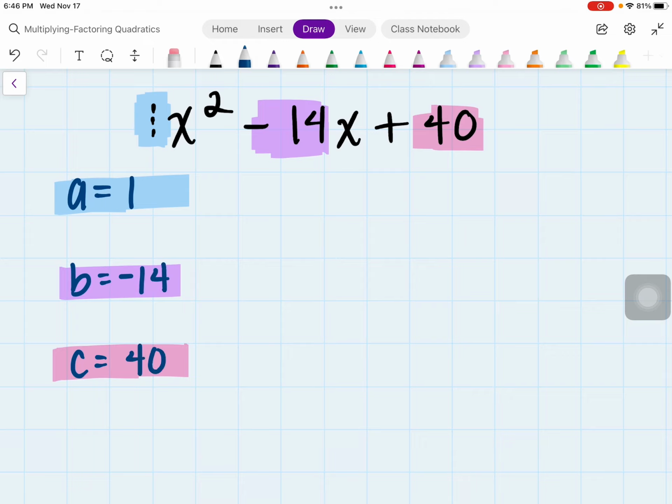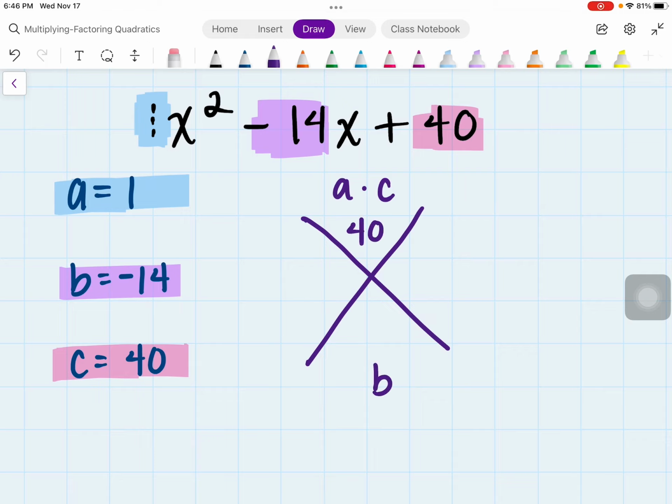All right, now let's go ahead and build our diamond here. And on the diamond, guys, we have A times C on top. And on the bottom, we have B. So A times C in this case, guys, that's actually going to give us a 40, because it's 1 times 40, that gives us a 40. And our B value in this case is negative 14. Now, in order to find these factors, I will be creating a list of factors for 40.